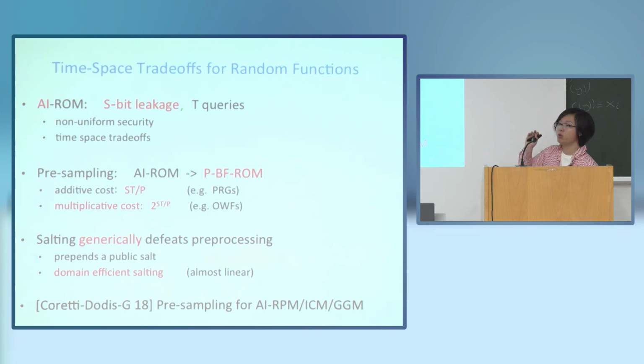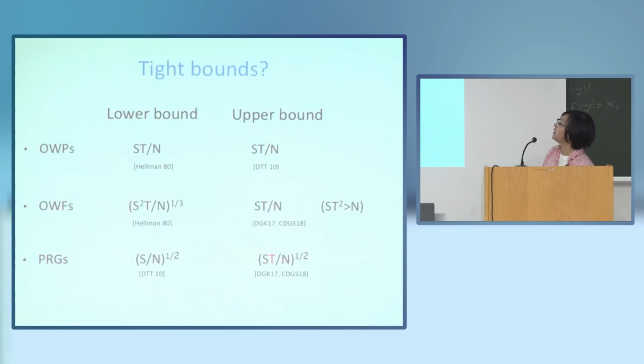Okay, so open problems. The first open problem is that pre-sampling is quite cool in terms of being applied to many applications and helping you get bounds. But if you want to prove better bounds, there's still room to prove better bounds for specific primitives, including one-way functions and PRGs. For one-way permutations, the time-space trade-off is already tight, but for one-way functions, there's a gap there. And the next talk will talk more about this.